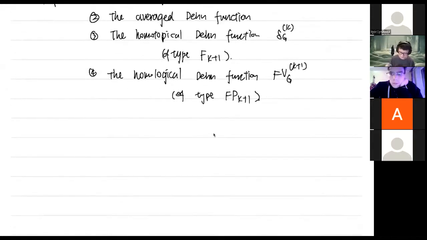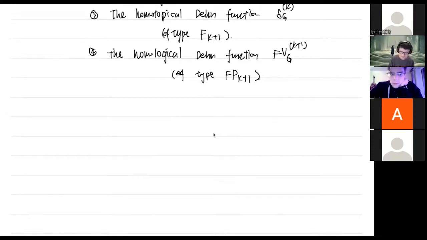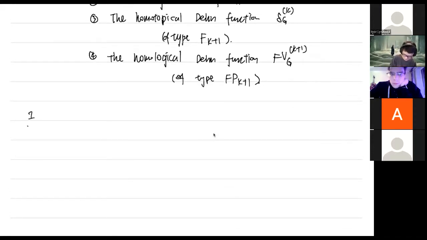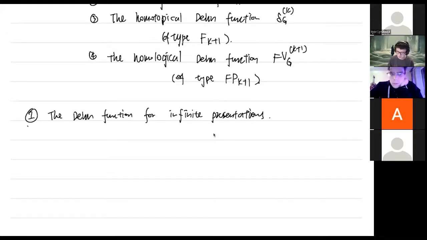Then the first part of this talk, we will talk about the Dehn function for infinite presentations, and we will talk about 3 different generalizations in this case. The first topic is the Dehn function for infinite presentation. Actually, we already saw such examples. It is the last one, the homological Dehn function.